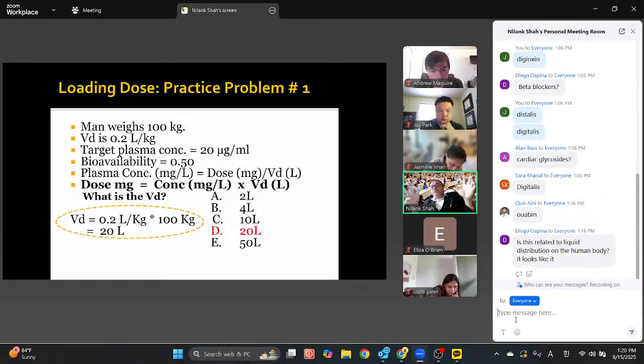Everybody following it now? If anybody has any questions now, they can ask me before I move forward. This is a very straightforward question. The VD is already given in the stem, 0.2 liter per kilogram, and you just have to multiply that with the weight of the person, which is 100 kilogram. 100 times 0.2 liter divided by kilogram. So kilogram is cancelled, and whatever is left over is VD, which is 20 liter in this case.